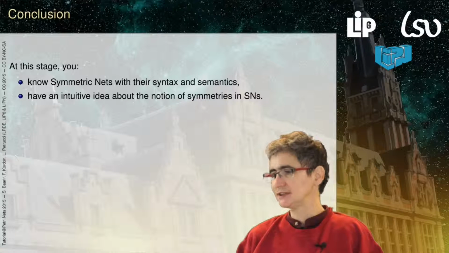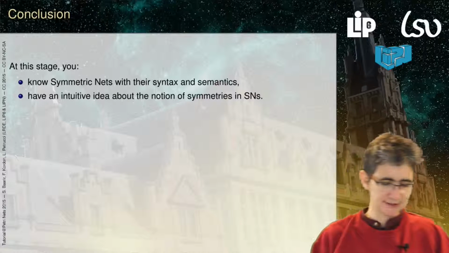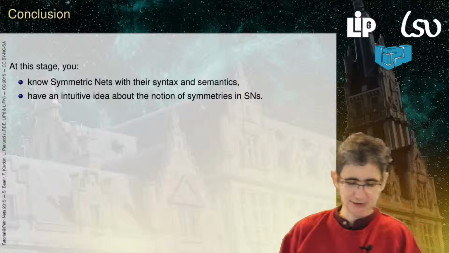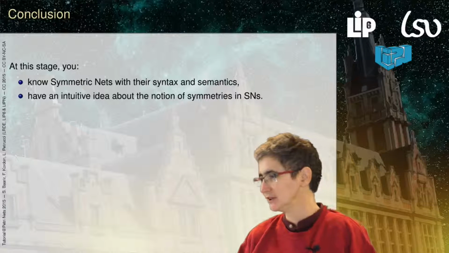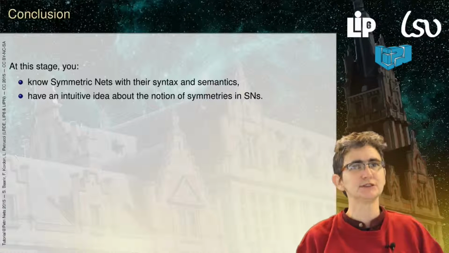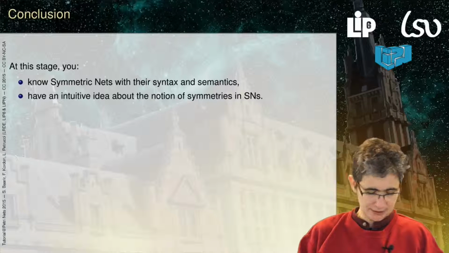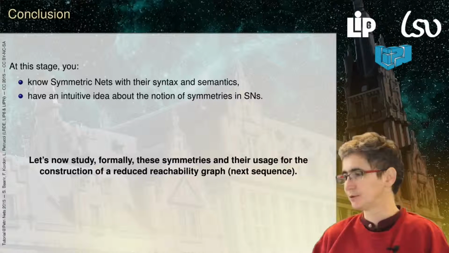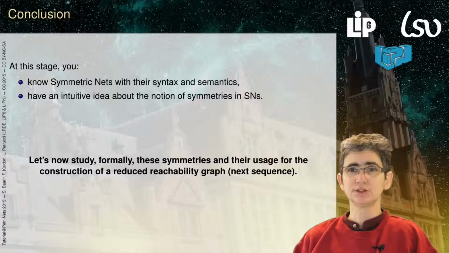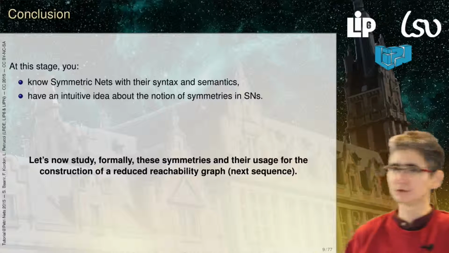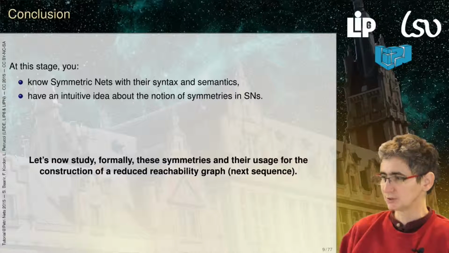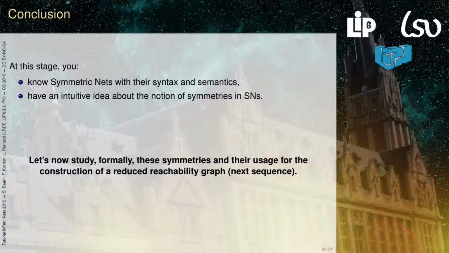So at this stage, you know about symmetric nets with their syntax and semantics. You have an intuitive idea about the notion of symmetries in symmetric nets. And now we'll study formally these symmetries and how to use them for the construction of a reduced reachability graph, and we'll do that in the next sequence.